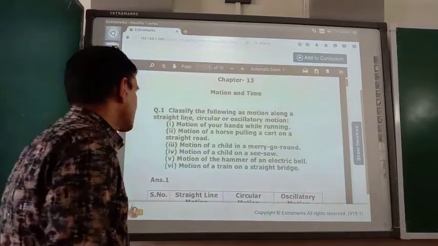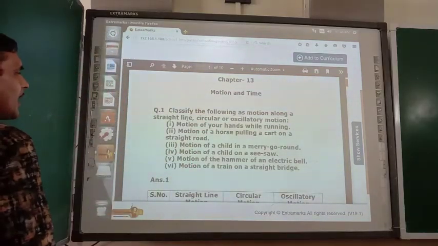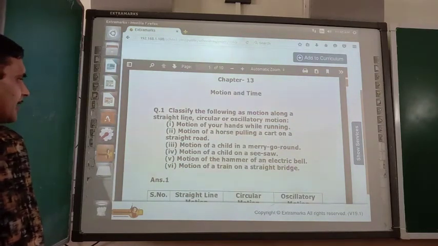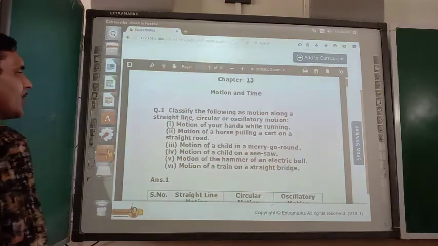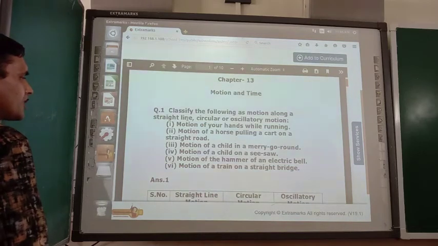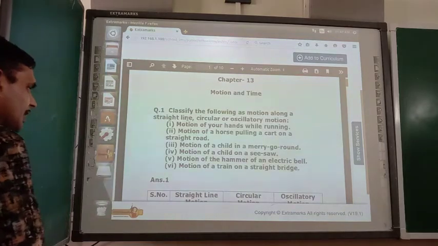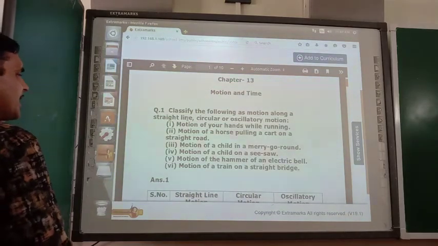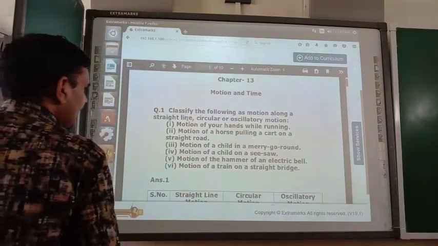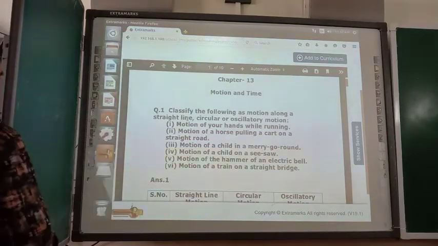Just see, classify the following as motion along a straight line, circular or oscillatory motion. Motion of your hands while running, motion of a horse pulling a cart on a straight road, motion of a child in a merry-go-round, motion of a child on a seesaw, motion of a hammer of an electric bell, motion of a train on a straight bridge. You have to classify these motions.